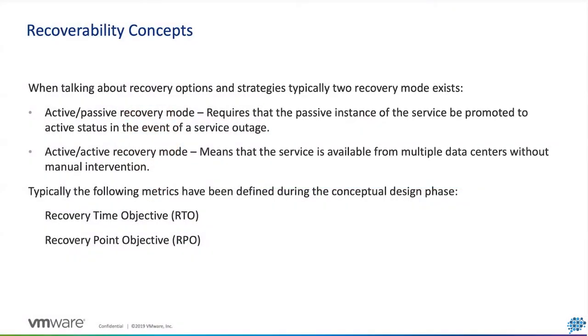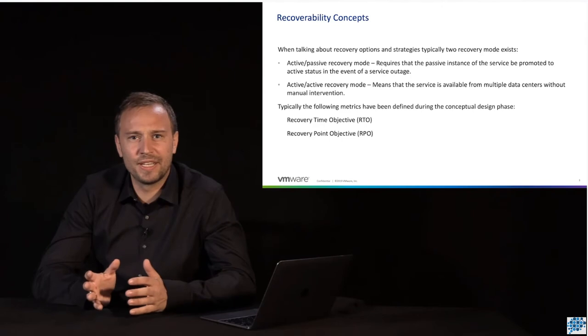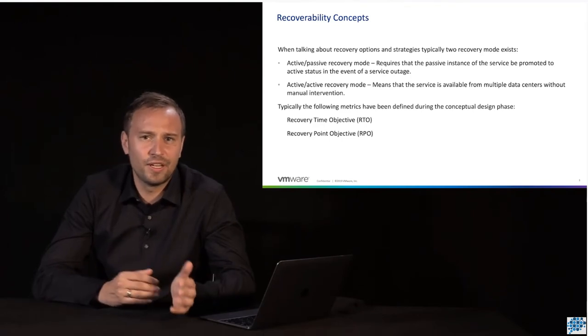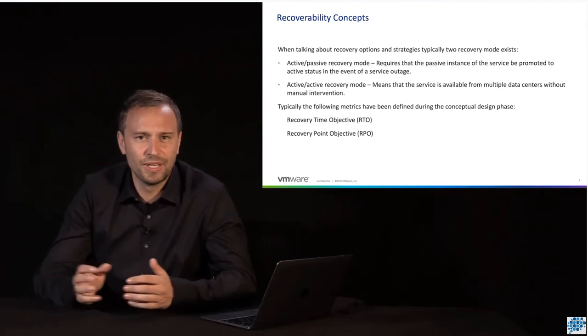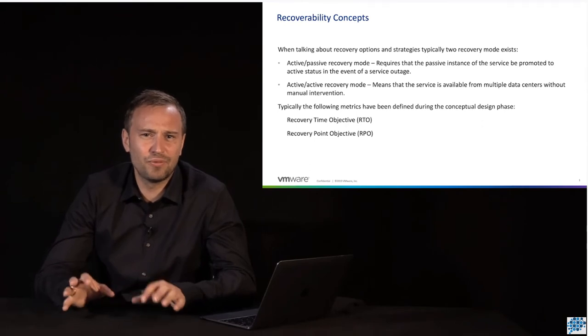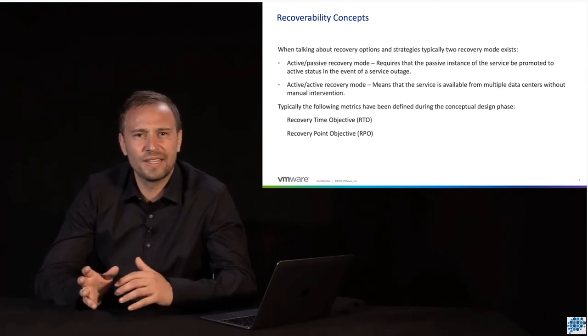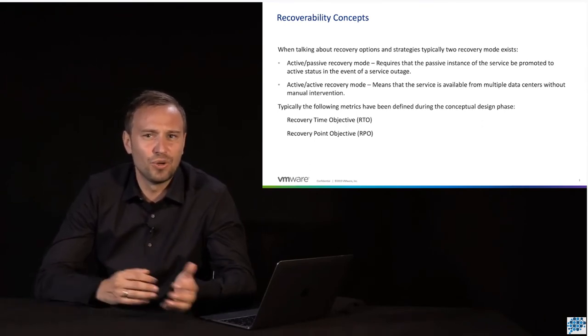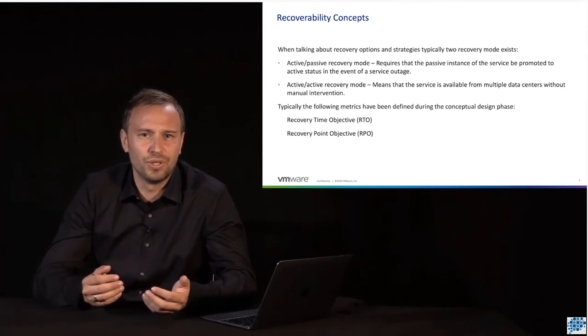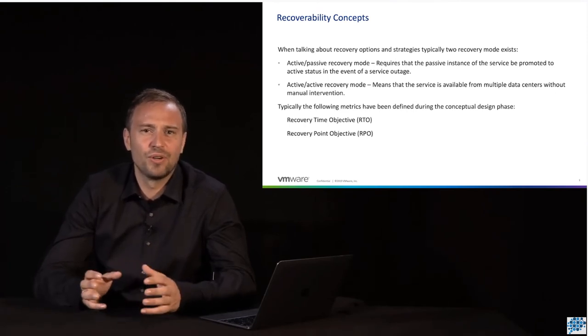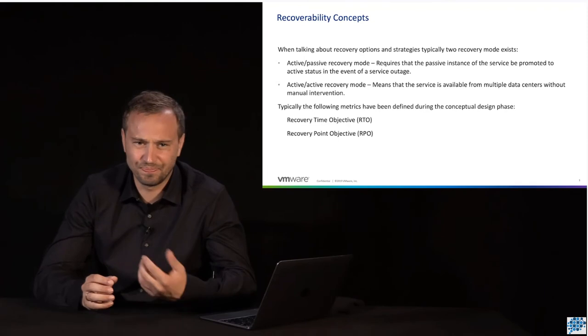In the active-active recovery mode, we have active running components on both sides of our protected environment. So in the cloud pod architecture, we have running virtual machines in London, we have running virtual machines in New York, and still we have enough resources available so that there might be a failover from New York to London or the other way around in the case of a certain scenario.